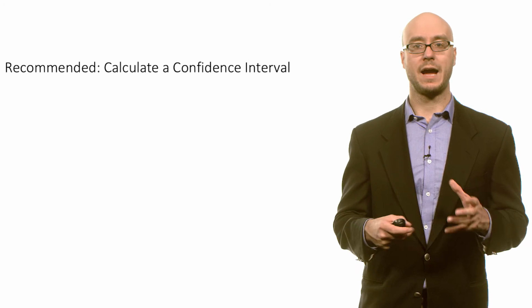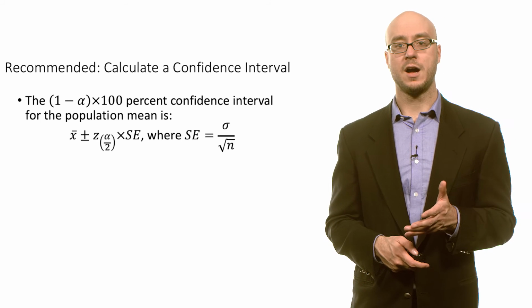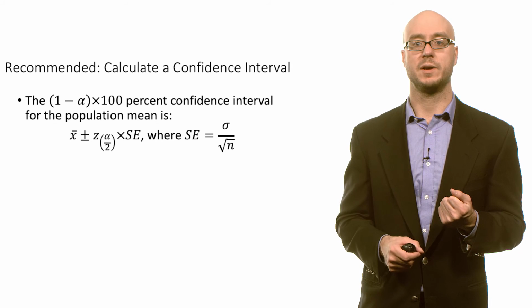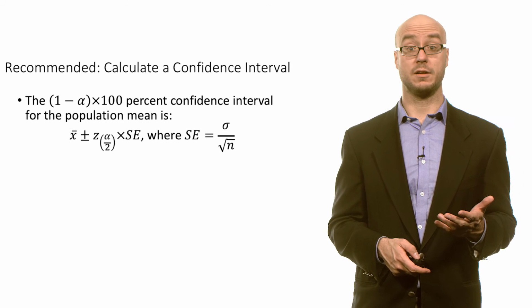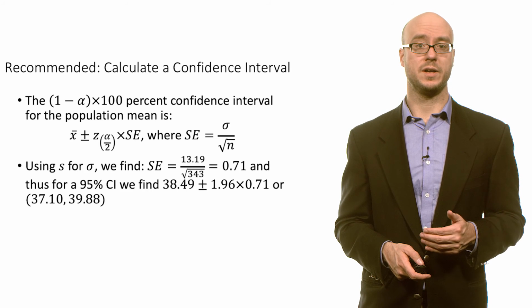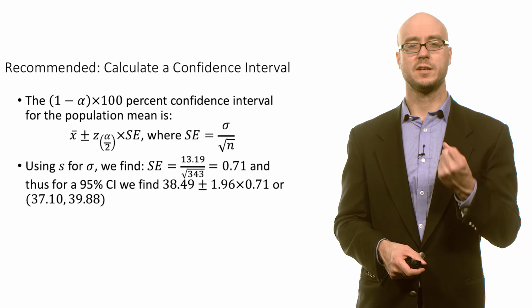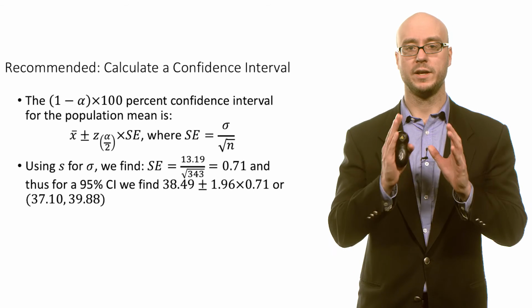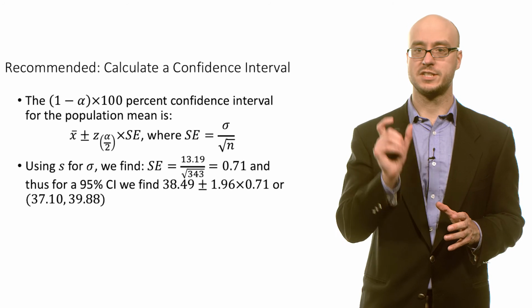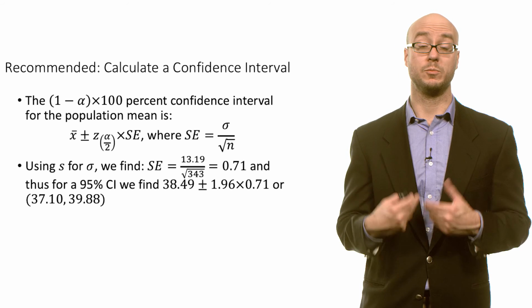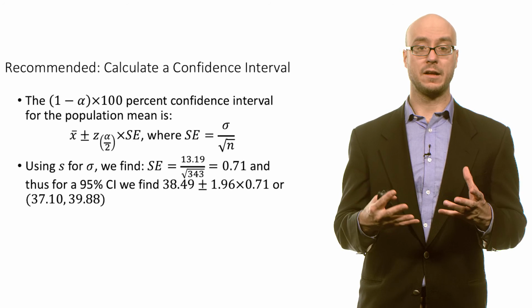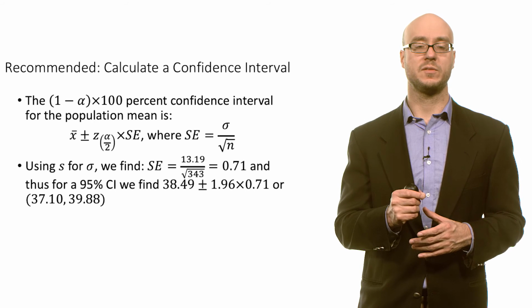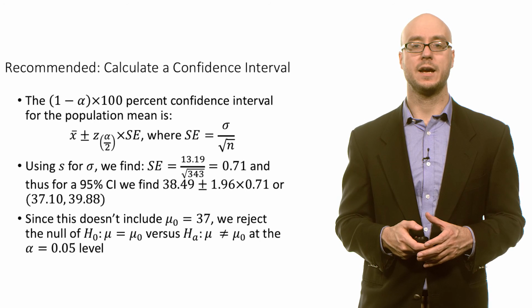I also recommend that you calculate a confidence interval. So a confidence interval for the population mean is given by the point estimate plus or minus z alpha divided by 2 times the standard error, where again the standard error is the population standard deviation divided by the square root of the sample size. Using our sample standard deviation as a point estimate for the population standard deviation, we find the standard error is 0.71. That's just the standard deviation of this sampling distribution that we expect to find. And we can calculate a 95% confidence interval. So we find that the confidence interval is 37.1 hours per week to 39.88 hours per week.